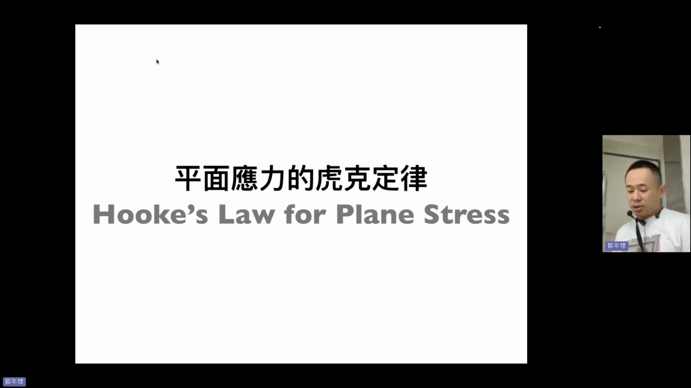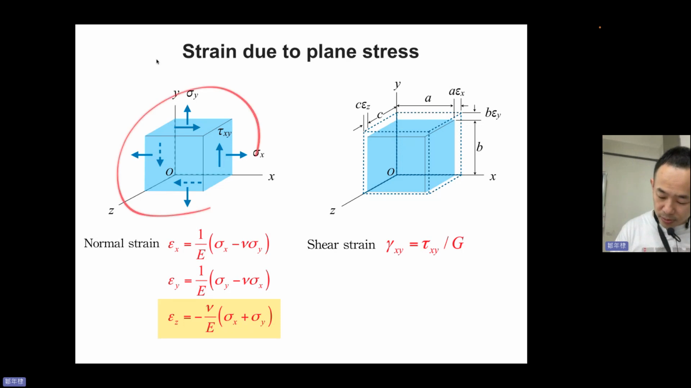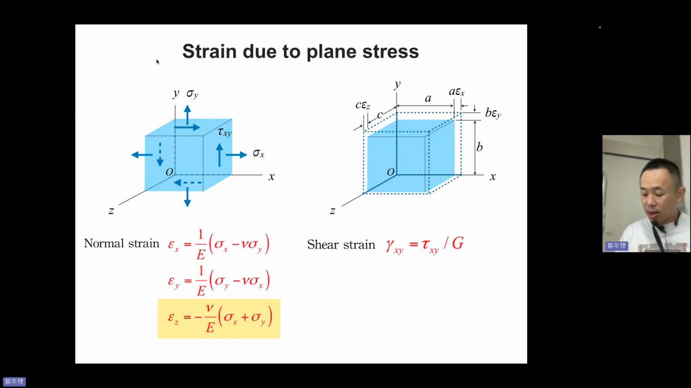Hooke's law for plane stress. So strain due to plane stress. We are talking about a volume here. And we substitute sigma x, sigma y, and tau xy. And so normal strain in x direction.